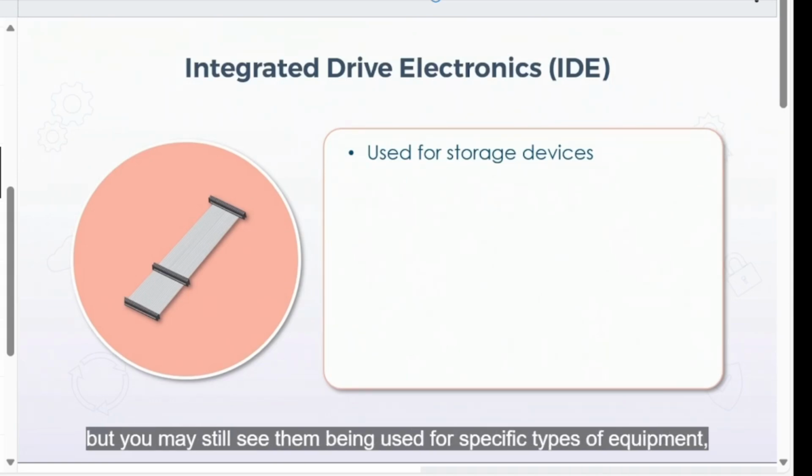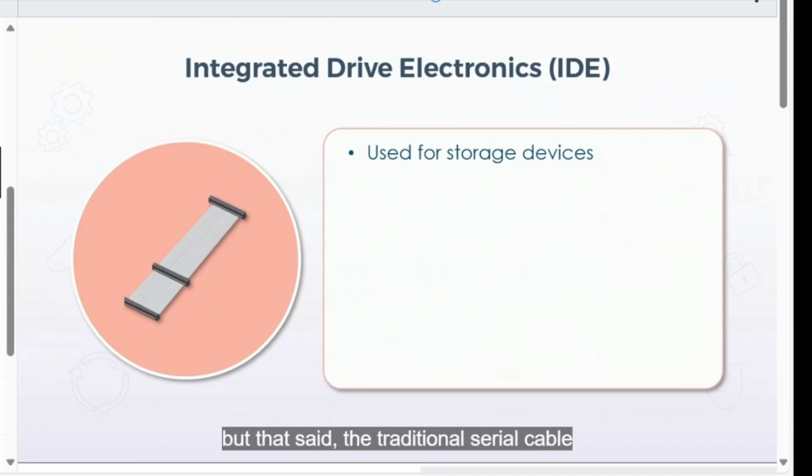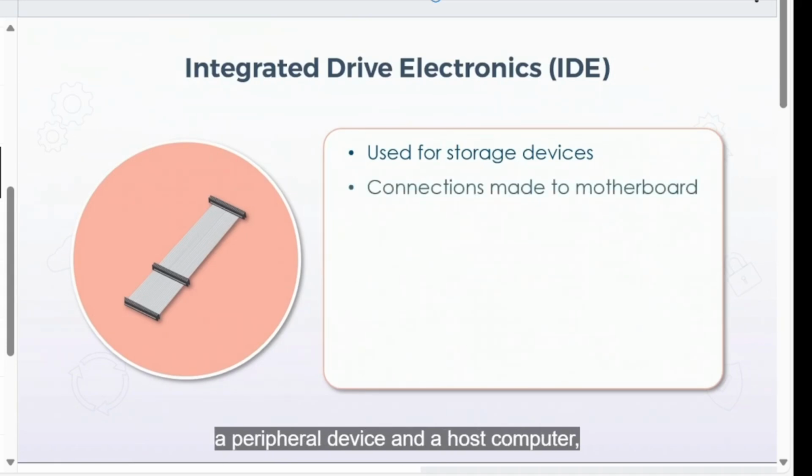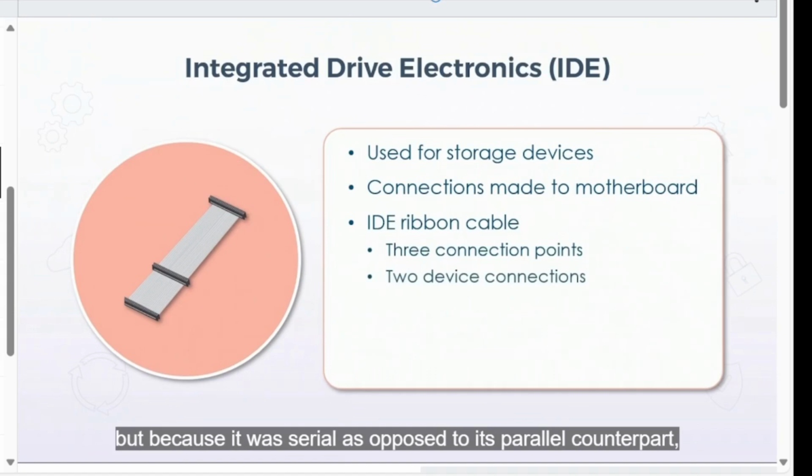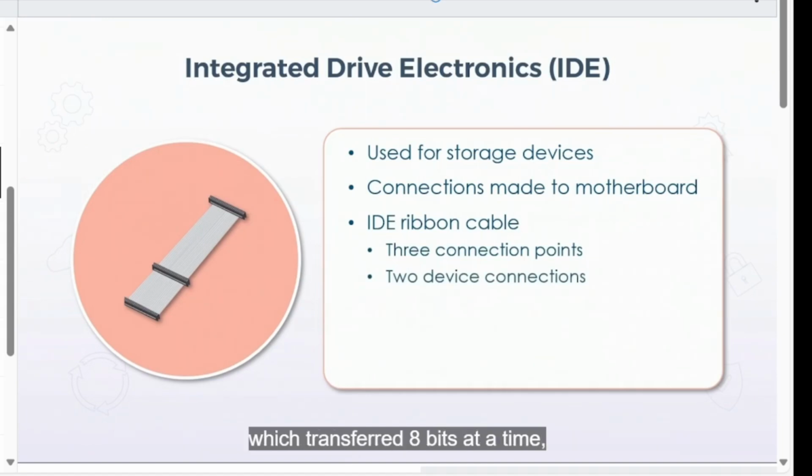Now, if you had a desktop computer back in or around the 1990s into the early 2000s, I would say that it would have been very likely that it was using IDE cables to connect the storage devices to the ports on the motherboard. And due to the physical shape of the cable, which was very flat and wide, it was often referred to as ribbon cable, and most had 3 connection points, 2 that could connect to your devices, and 1 that connected to the motherboard.